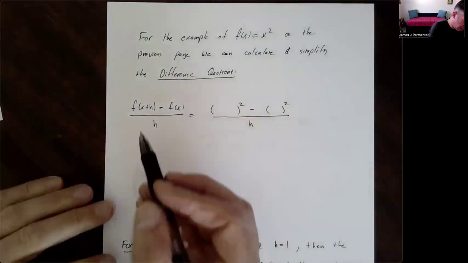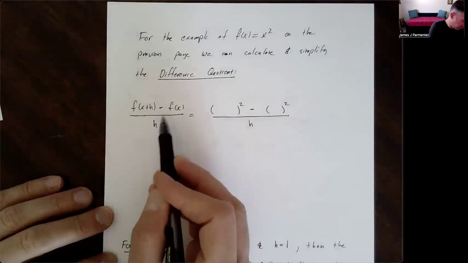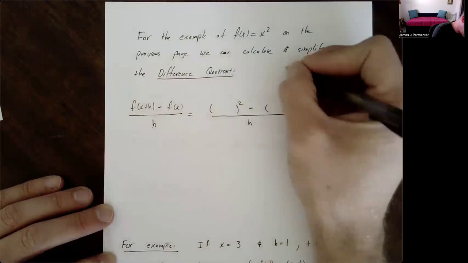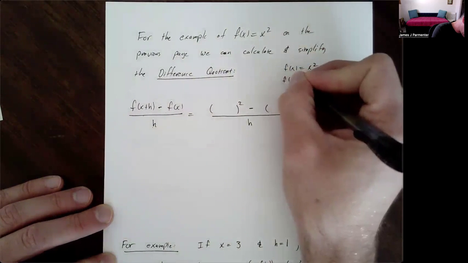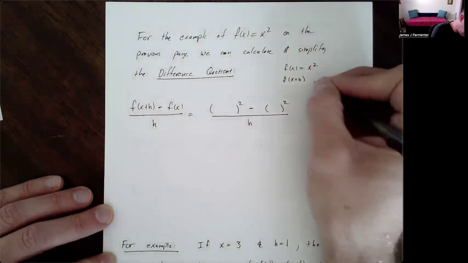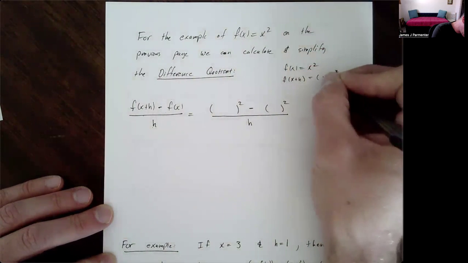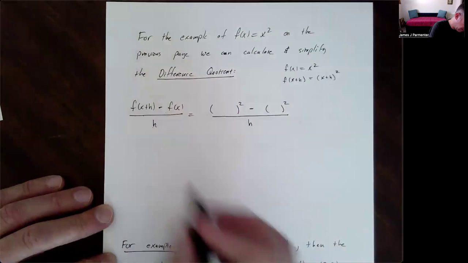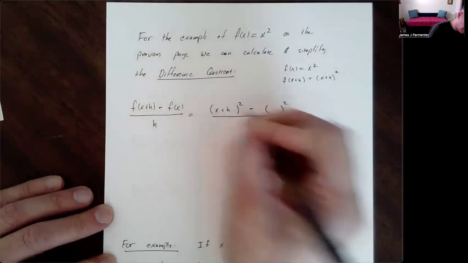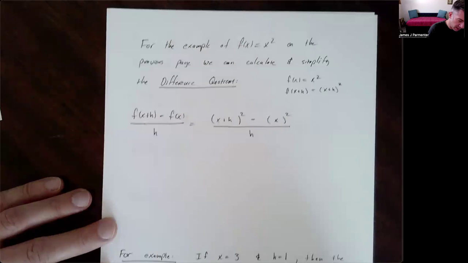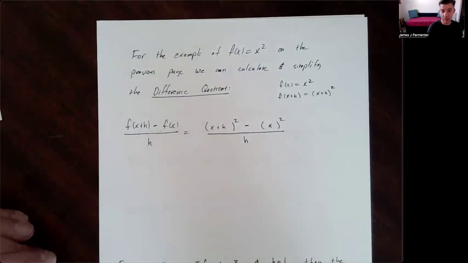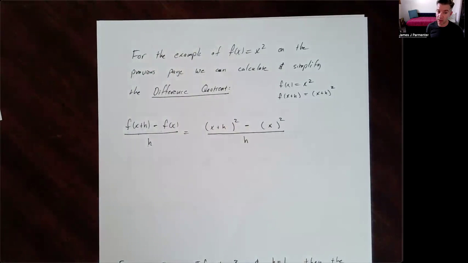So f of x plus h minus f of x all over h. Well, our function was x squared, which means f of some stuff, in this case x plus h, is going to be that stuff squared. So we're going to get f of x plus h is x plus h squared minus f of x, which is x squared, all over h. And now our job is to simplify this as much as possible. Specifically, our job is to cancel the h in the denominator. So let's see what happens.